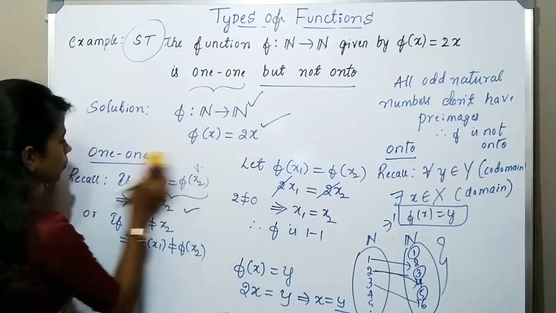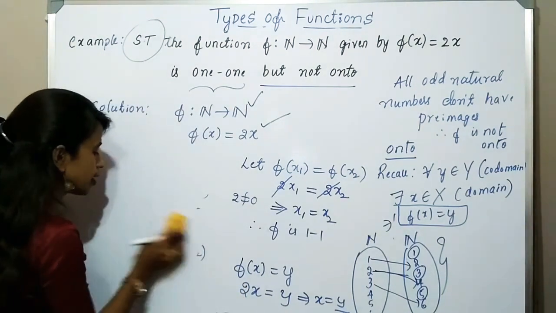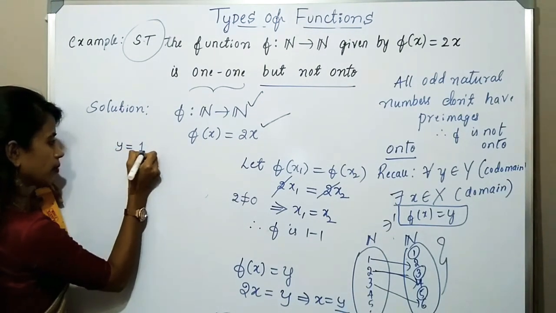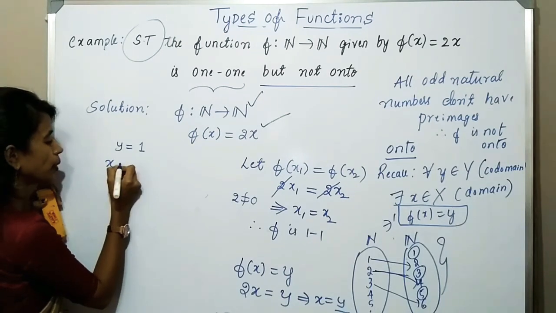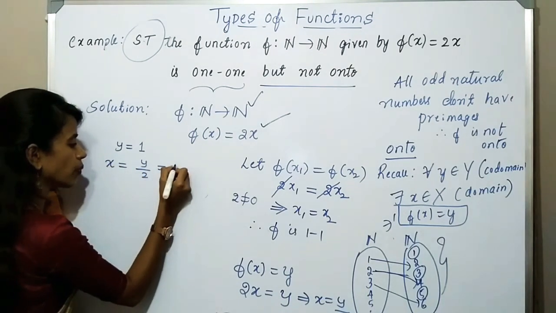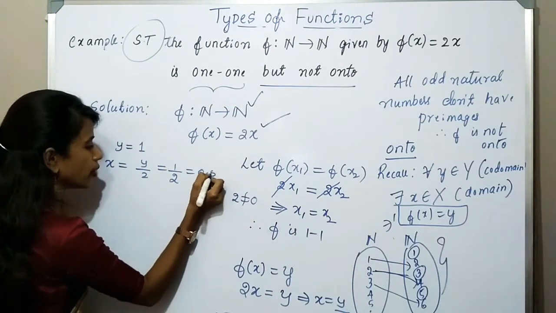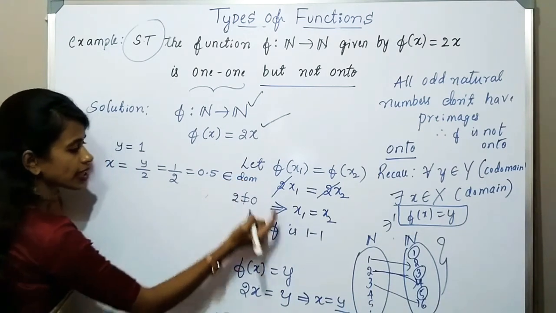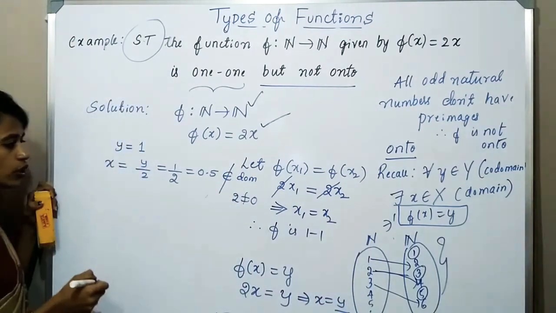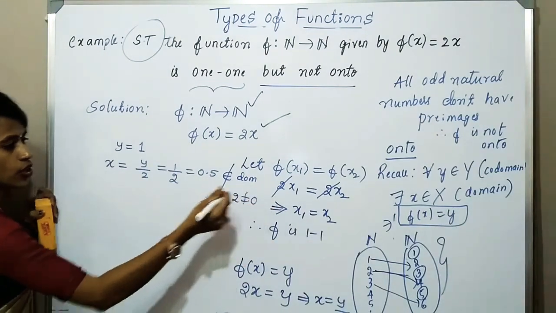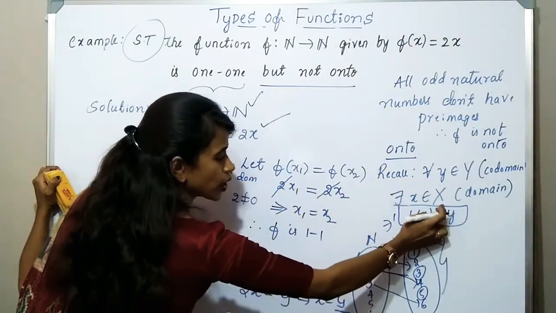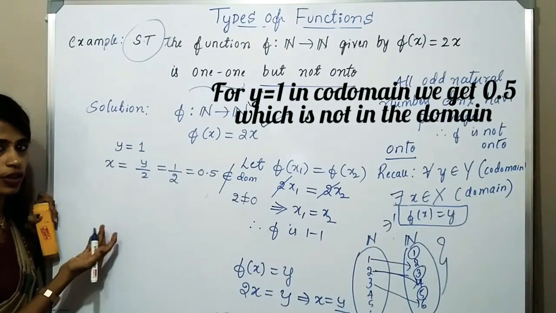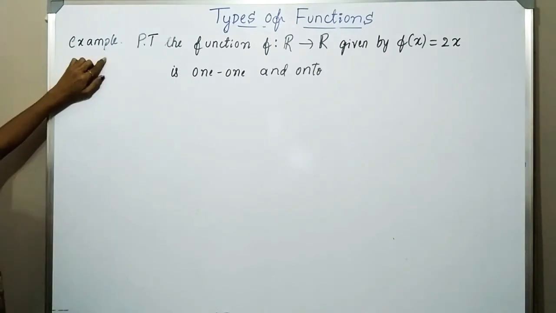It means if I take, say, y is equal to 1, what should x be? y by 2, that is 1 by 2. 1 by 2 means what? 0.5. Does this 0.5 belong to the domain? What is the domain? Natural numbers. So it does not belong to the domain. So we don't have such a pair. For every y belonging to the codomain, we don't have an x such that f of x is equal to y. Therefore we conclude that it is not onto. Is it okay? So that was this example problem.